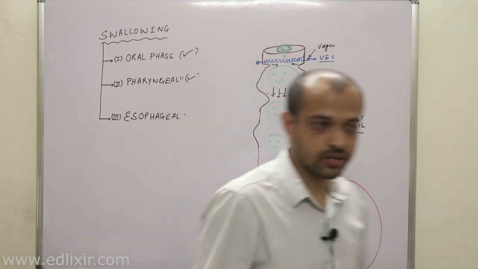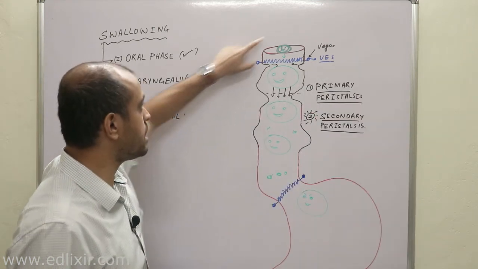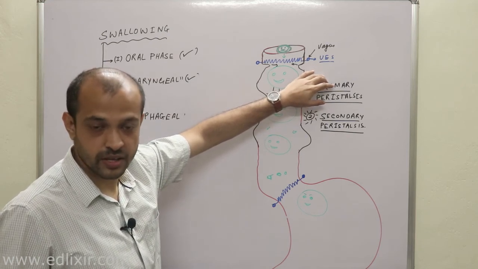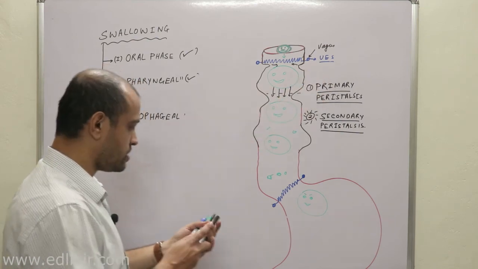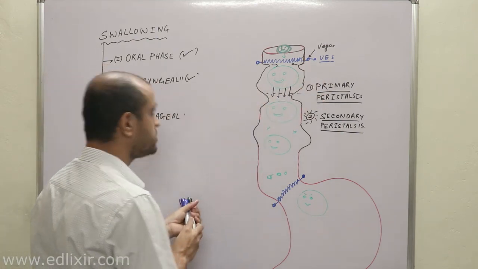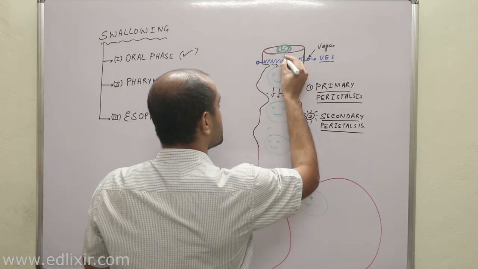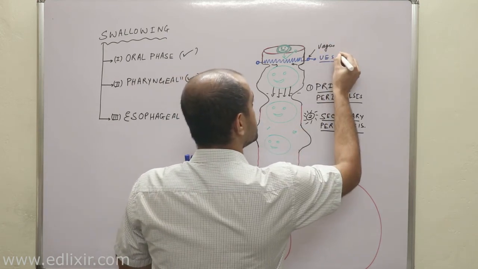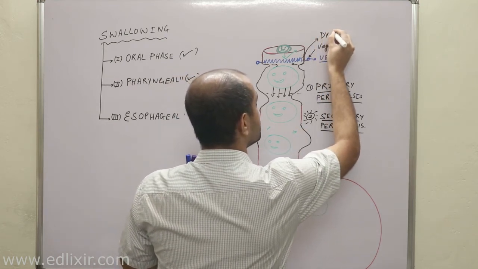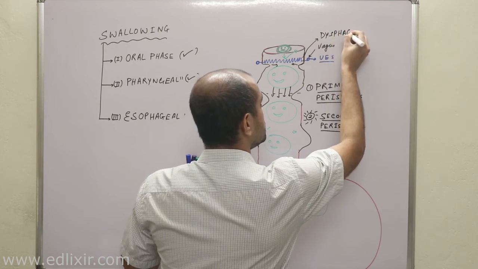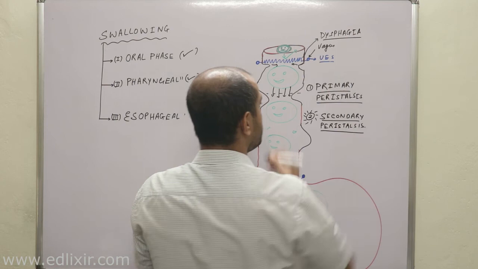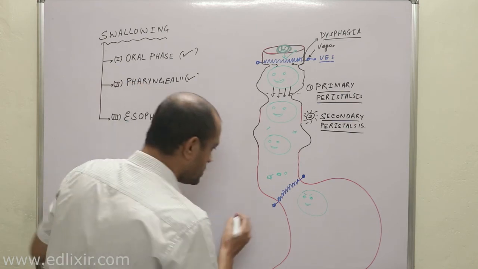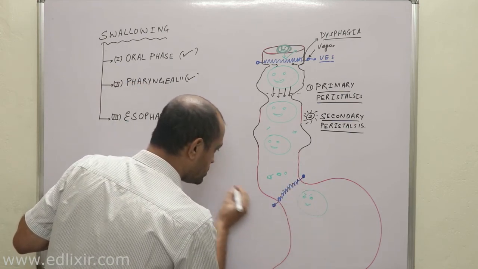Now, in some persons, what happens is this upper esophageal sphincter stops working. Clear? Now, the first important thing we need to understand is this: when the upper esophageal sphincter stops working, then food cannot enter the esophagus. This problem is called dysphagia. Dysphagia means difficulty in swallowing, okay.